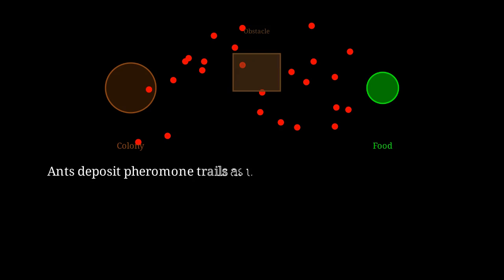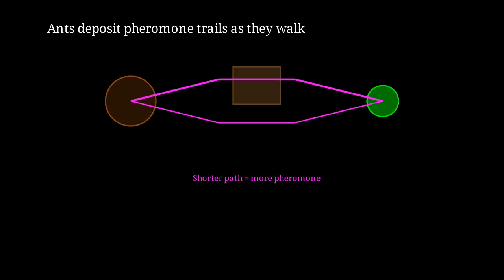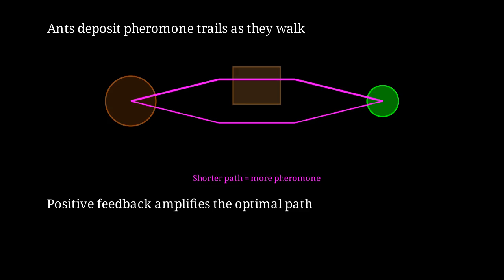As ants walk, they deposit chemical pheromone trails. Other ants can detect and follow these trails, with a preference for stronger concentrations. Initially, ants explore both paths around the obstacle. The shorter path gets traversed more quickly, so more ants complete the round trip on that path, depositing more pheromone per unit time. This creates positive feedback. More pheromone attracts more ants, which deposit more pheromone. The colony converges on the shortest path through this self-organizing process.